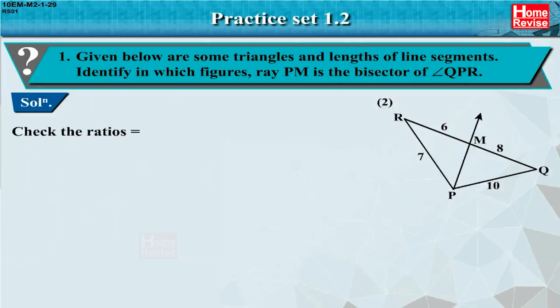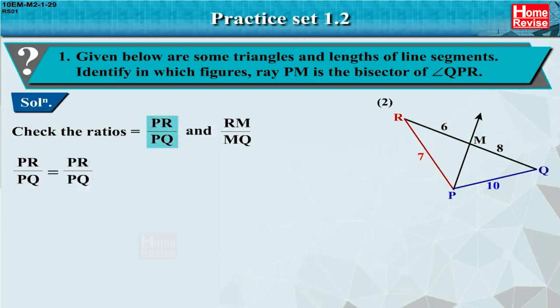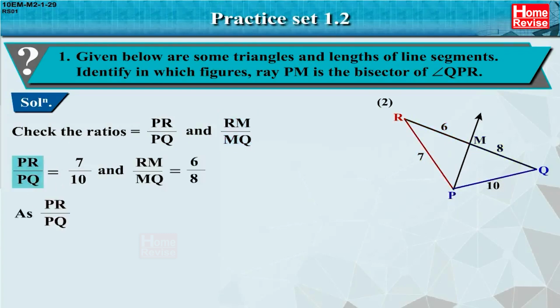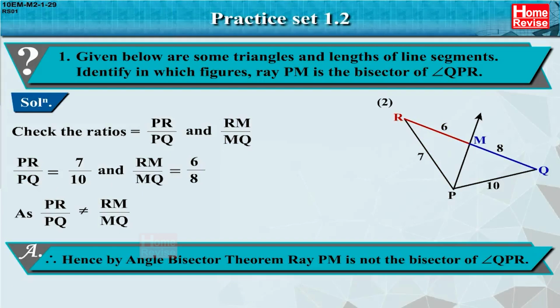2. Check the ratios: is PR upon PQ equal to RM upon MQ? PR upon PQ is equal to 7 upon 10 and RM upon MQ is equal to 6 upon 8. As PR upon PQ is not equal to RM upon MQ, hence, by angle bisector theorem, ray PM is not the bisector of angle QPR.